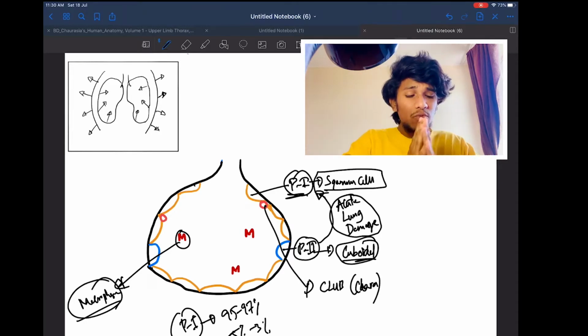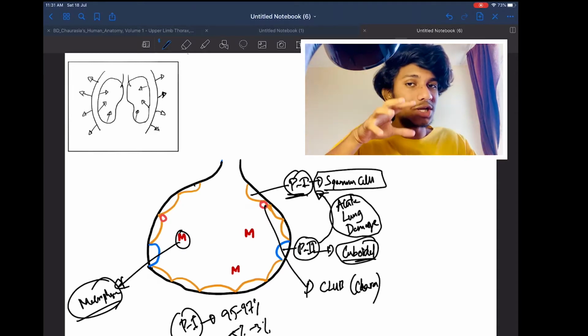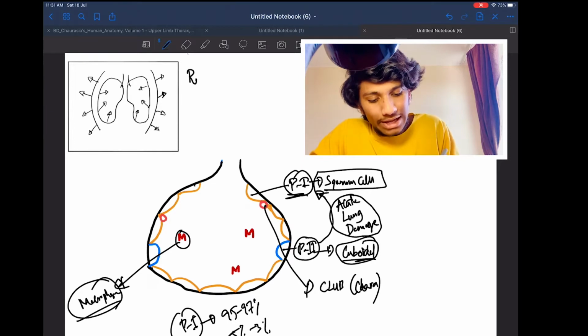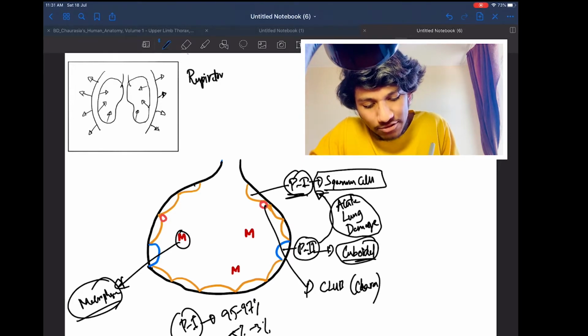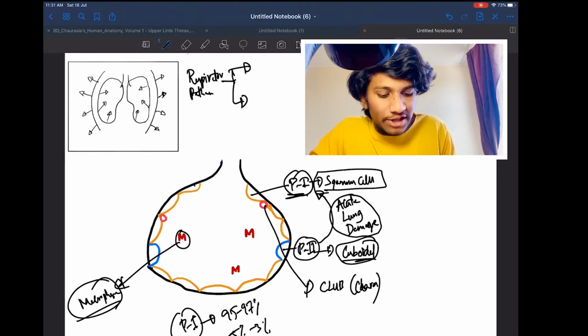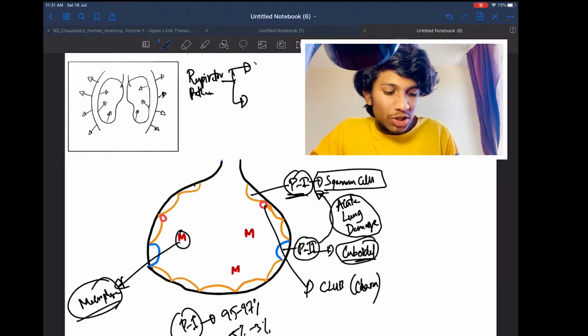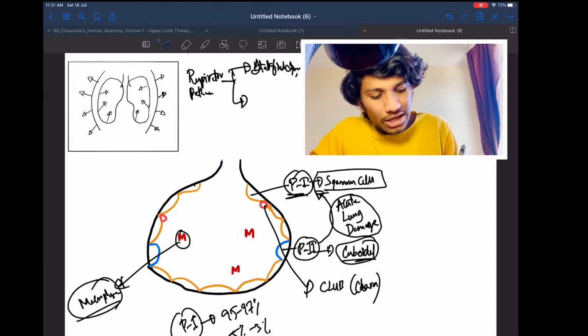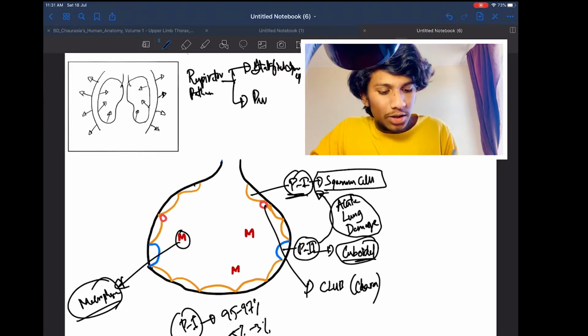So now we'll discuss what are the histological distributions in the respiratory pathway. There is a respiratory pathway. In the respiratory pathway, we have two different histological patterns. That is stratified squamous epithelium or pseudo-stratified columnar cells.